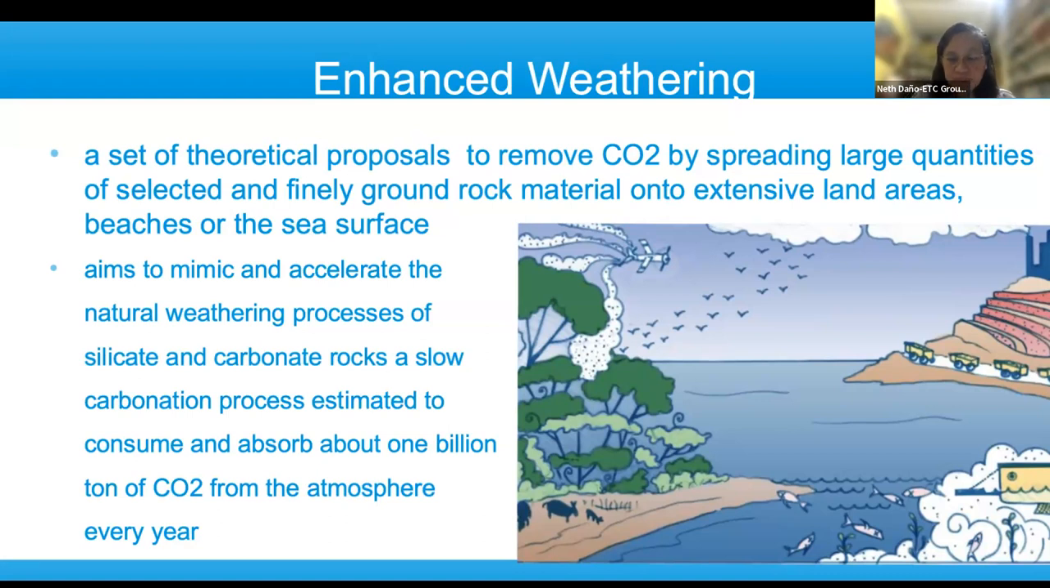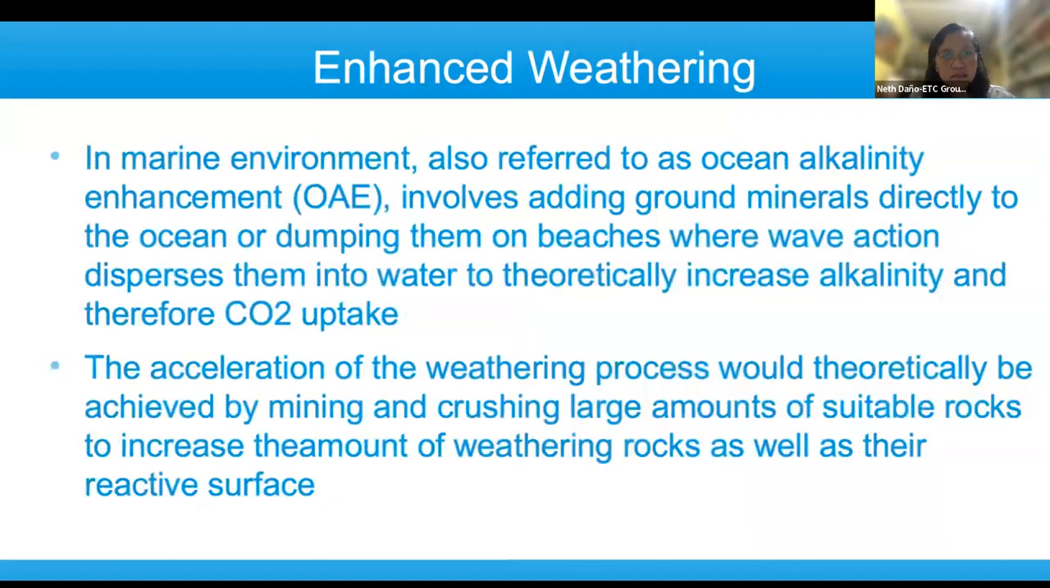This is actually an estimation from scientific studies. In marine environments, enhanced weathering is also referred to as ocean alkalinity enhancement, or OAE.